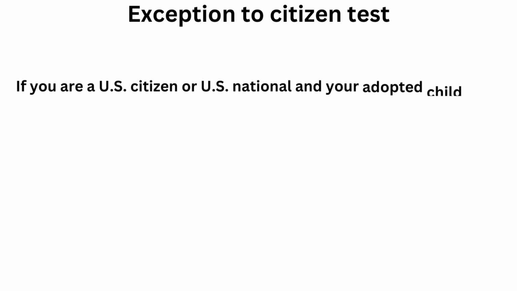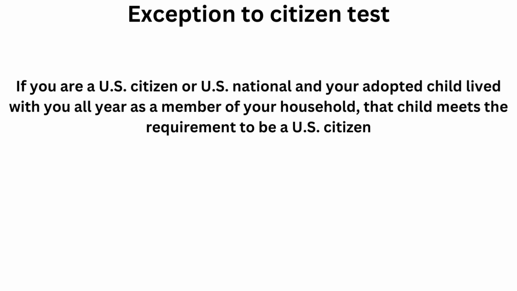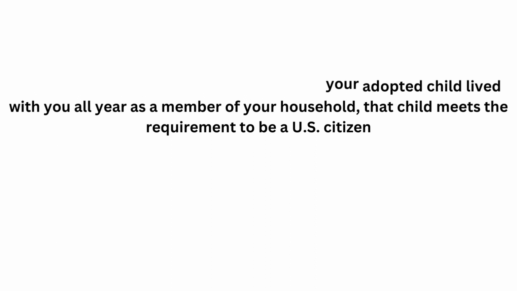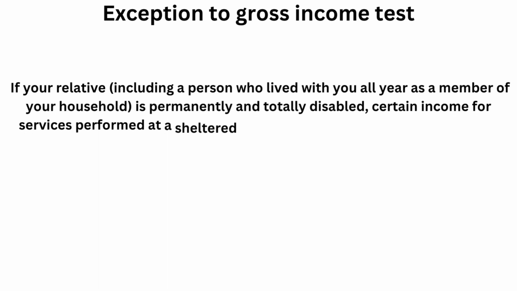If you are a U.S. citizen or U.S. national, and your adopted child lived with you all year as a member of your household, that child meets the requirement to be a U.S. citizen. If your relative is permanently and totally disabled, certain income for services performed at a sheltered workshop may be excluded for this test.